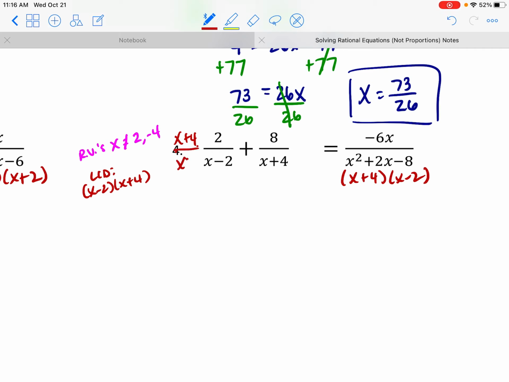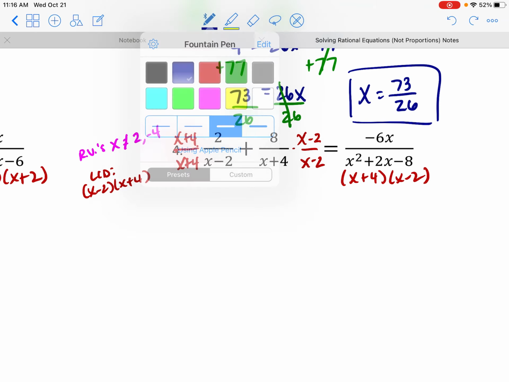So multiply by x plus 4. Second one, missing the x minus 2. Last one has everything it needs. So again, just to confirm, x plus 2x minus 2, or x plus 4x minus 2, same thing, same thing. All of our denominators are the same, which means now we can solve with our numerators.